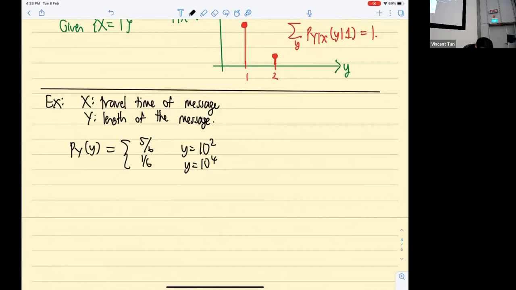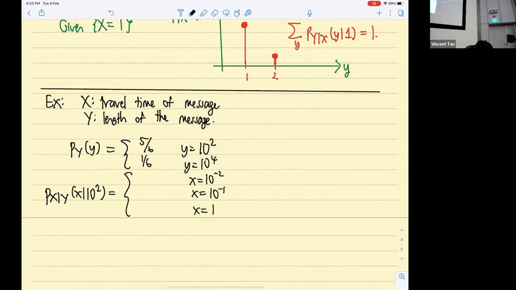And suppose that Y, you want to send a short message. So y is 10 to the 2. Then the length it takes to travel is x equals 10 to the minus 2, 10 to the minus 1, and x is 1. Okay. So suppose you want to send a short message, then the travel time of the message can take on 3 values here. And these have probabilities 1 over 2, 1 over 3, and 1 over 6. So this must add up to 1. You need to check that these add up to 1. Okay. And indeed it does.